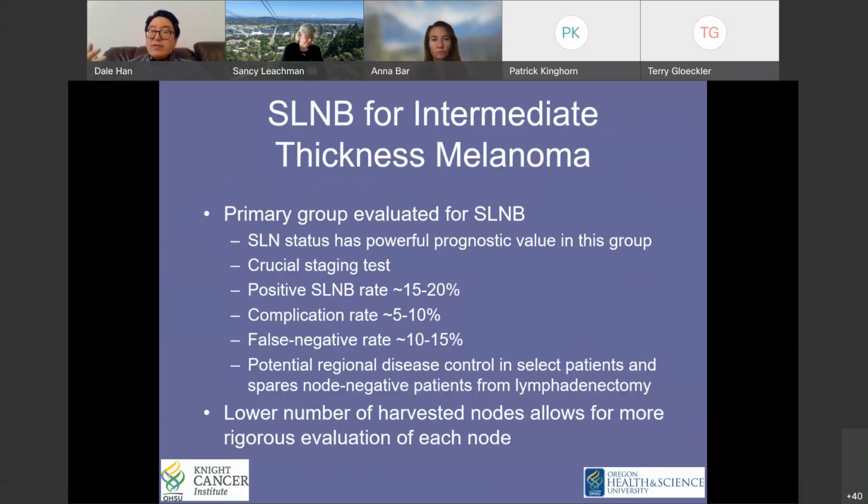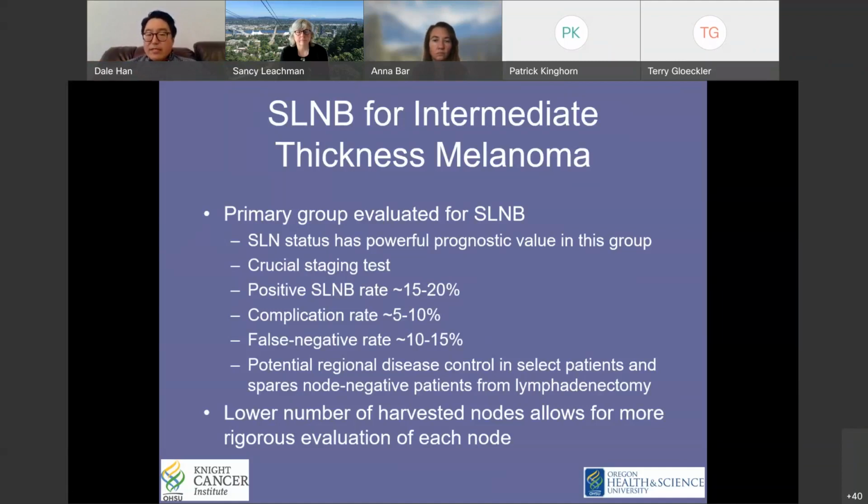So what we can say is for patients with intermediate thickness melanoma, meaning melanomas between 1 and 4 millimeters in thickness, this is the primary group that was evaluated. And doing sentinel node biopsy in this population provided powerful prognostic information. The positive sentinel node rate in this group was about 15 to 20%. The complication rate is about 5 to 10%, and the false negative rate is about 10 to 15%.